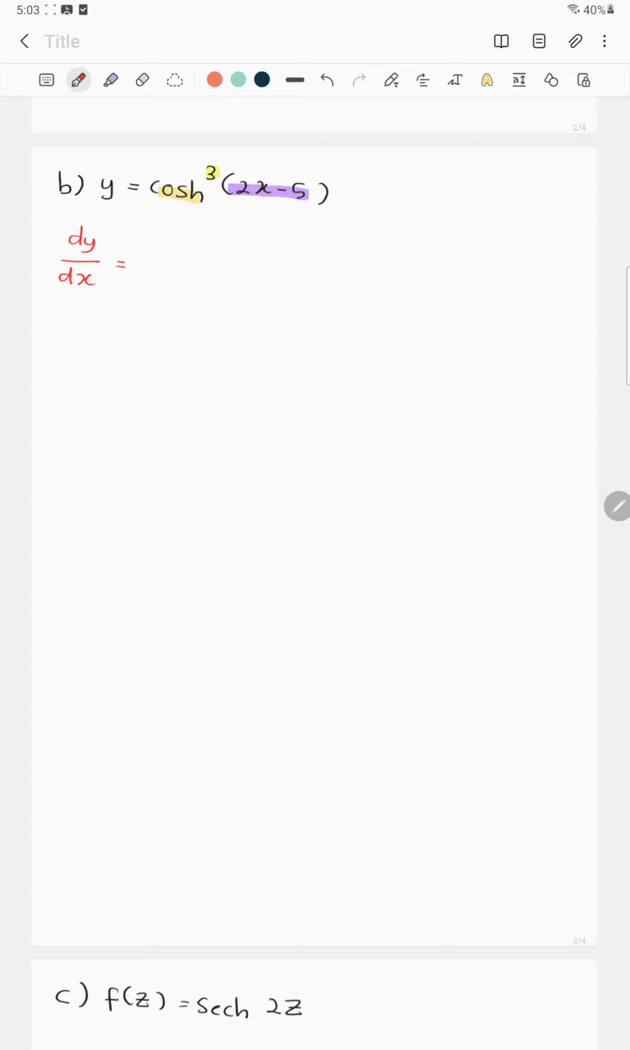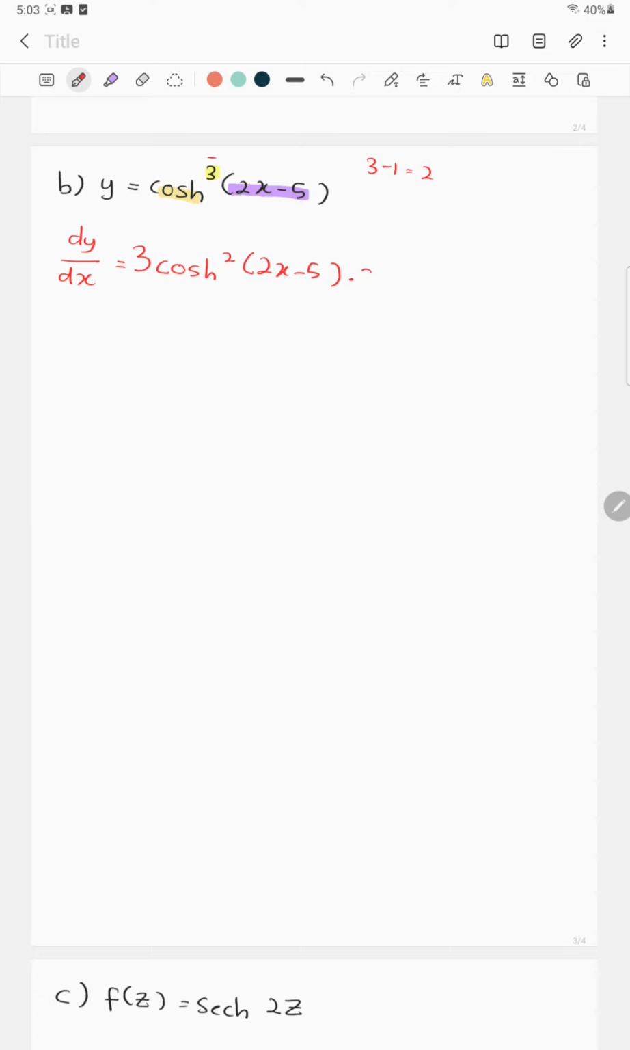So differentiate starting with the power of 3 first. So the 3 sits outside. That's how we differentiate the power. And then don't forget, 3 minus 1 gives 2. So now after differentiating, the cosh will be to the power of 2. Don't forget to put 2x minus 5.